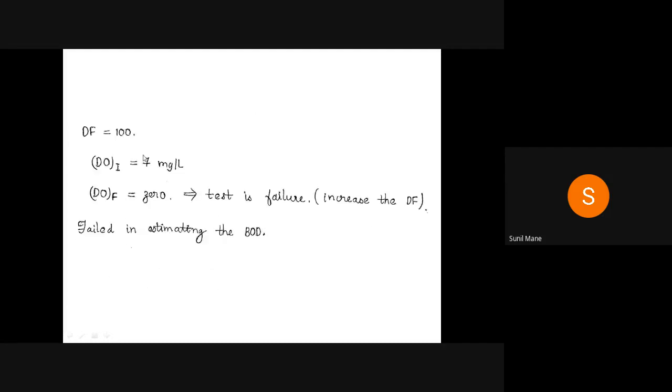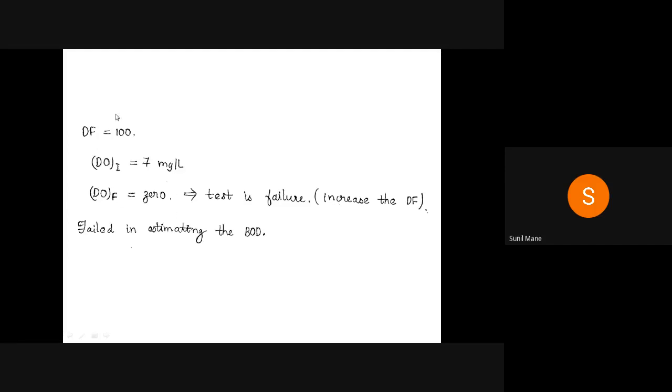So this should be understood first of all. Whenever we are going for estimation or determination, in the case of determination, dissolved oxygen initial is going to give us some certain result, but if dissolved oxygen final is zero, there itself we should not go for any kind of calculation. There itself we should write that the test is failed.